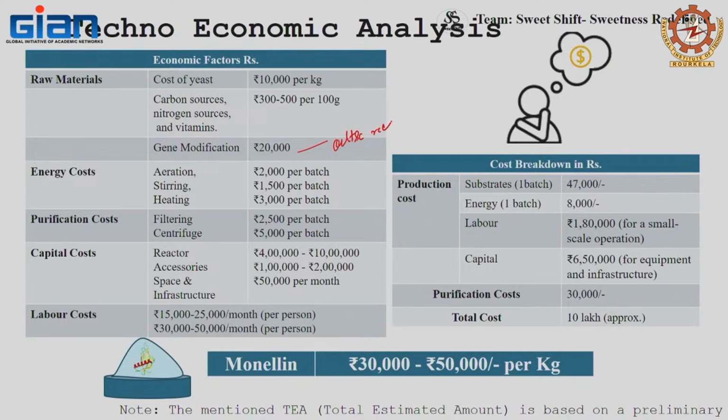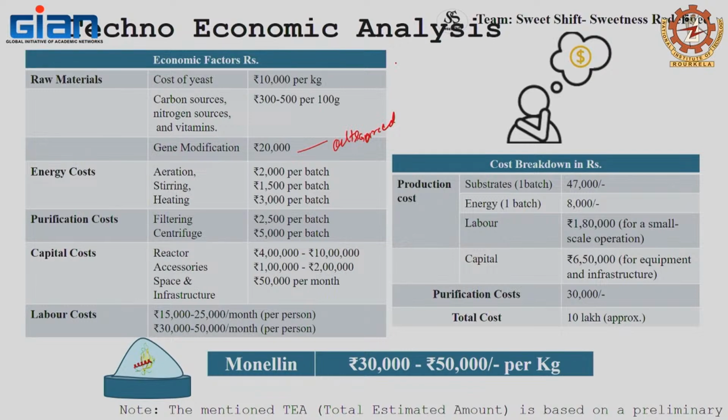For outsourcing the gene modification, we can use RNA laboratories. Then the energy cost for the aeration and the stirring for one batch. Actually, these are all made with respect to the batch. The energy cost and the purification cost, the filtering and centrifuge, only I mentioned here. You can add chromatography and so on, but I mentioned these two only, because at that point I didn't know that ion chromatography would be there.